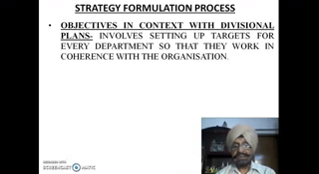The fourth step was the objectives in context with the divisional plans. It will involve setting up targets for every department so that they work in coherence with the organization. For example, the departments of finance, production, marketing, etc. So production should be such that it will be consumed in the market. The target of marketing will be set depending upon the production, and production will depend upon how much we are able to sell. And for both these things, the finances, etc. This is just an example.